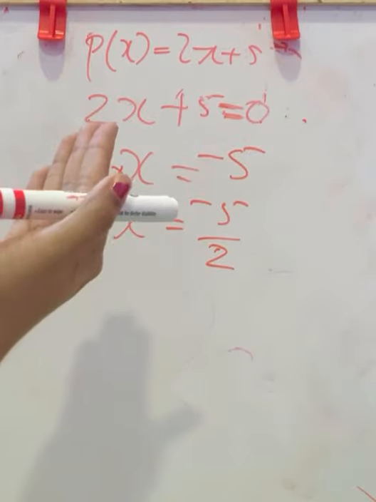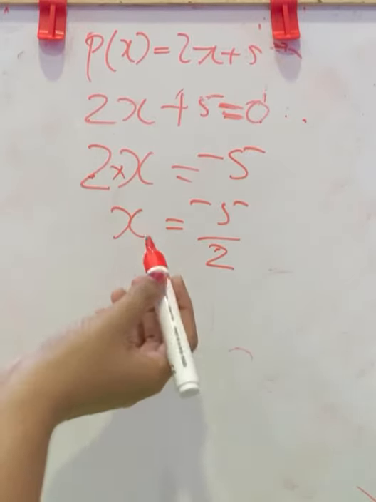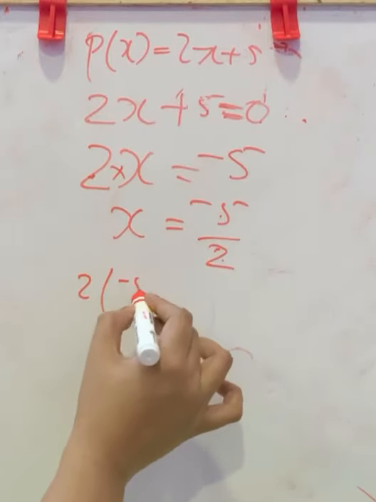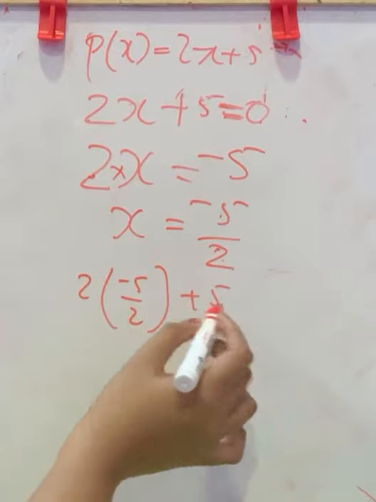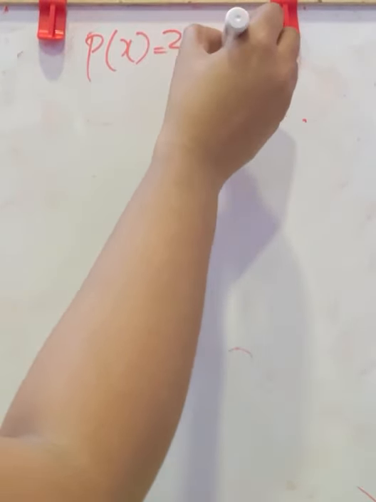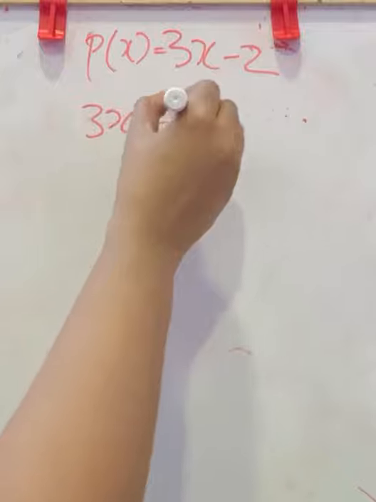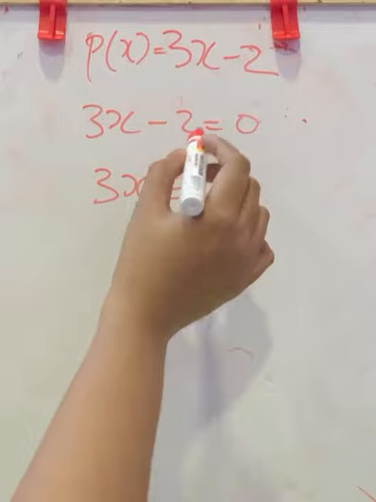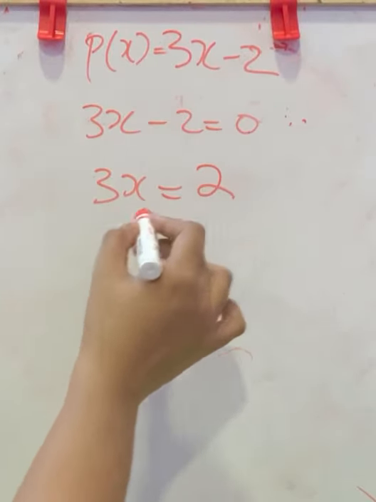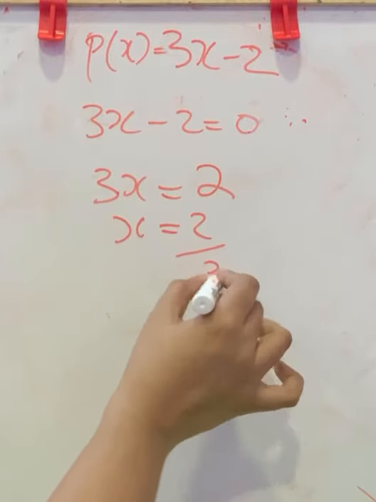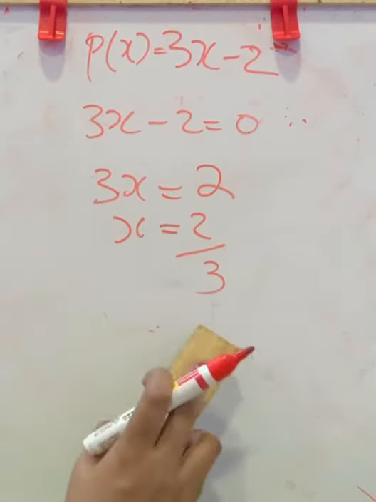If you need, you can verify. They are not asked to verify this, but we can just verify. Let us check. 2 into x is 2 into negative 5 by 2, plus 5. Let us check whether it is equal to 0. 2 and 2 cancel. Negative 5 plus 5 is 0. Yes. Next question. P of x is equal to 3x minus 2. Again 3x minus 2 equal to 0. Keep 3x here. Negative 2 taken to RHS becomes positive 2. 0 plus 2 is 2. Now take this 3 to RHS, it becomes divided by 3. 2 by 3 is the zero of this polynomial.